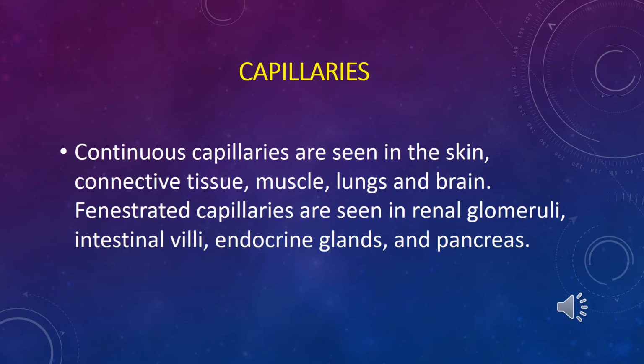On the slide is information about location. Continuous capillaries are in skin, connective tissue, muscle, lungs, brain, and bones, and I told that continuous capillaries in some books have the name somatic capillaries. Fenestrated capillaries are present in renal glomeruli in the kidney, in the intestinal villi, endocrine glands, and pancreas, and fenestrated capillaries also have the name visceral capillaries.